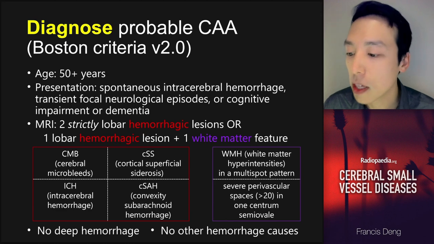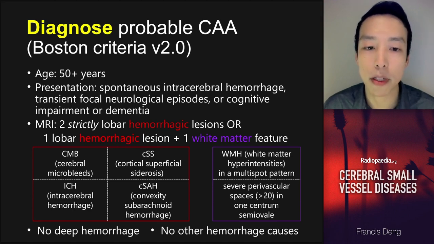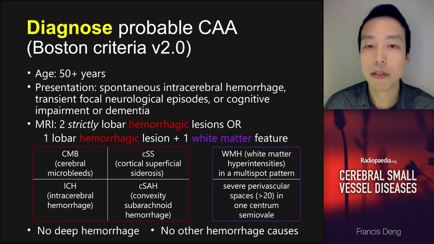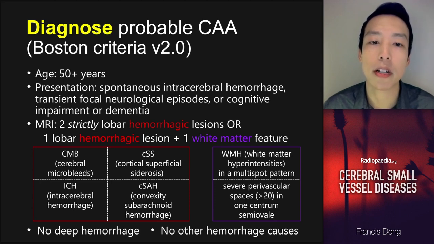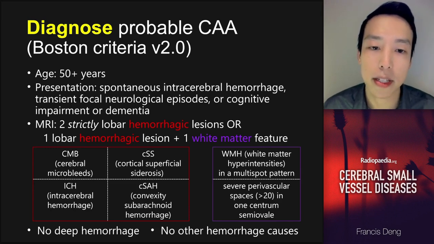Now, there are important exclusion criteria to probable CAA. You cannot have any deep hemorrhages. That would be in the brainstem or in the deep gray nuclei. You could have hemorrhages in the cerebellum, but they don't count for either lobar or deep. And you have to exclude other hemorrhage causes. So other hemorrhage causes might be they've had a history of open heart surgery, they went on cardiopulmonary bypass and anticoagulation, and you can commonly see cerebral microbleeds related to that.